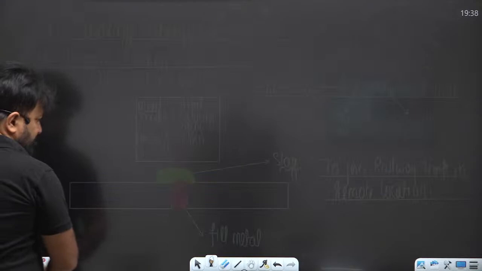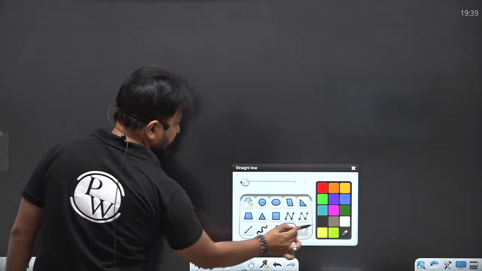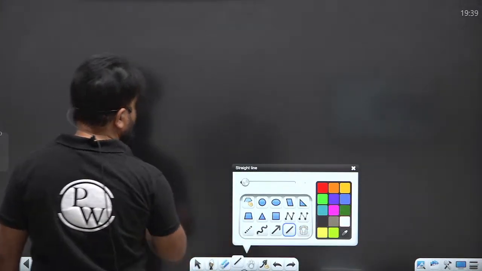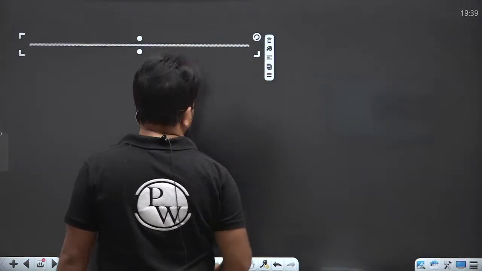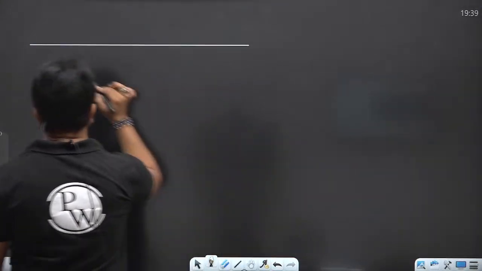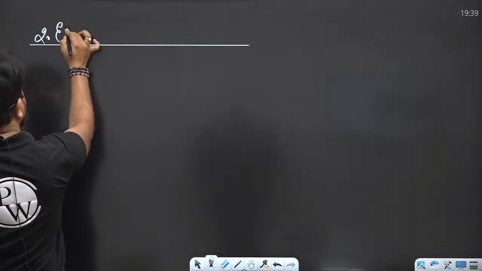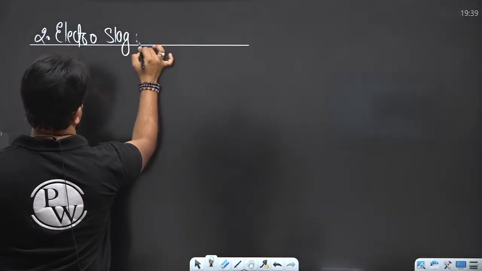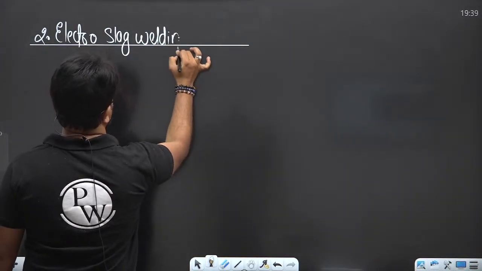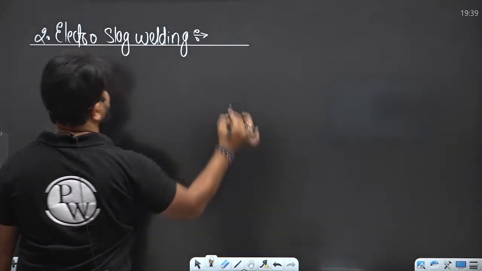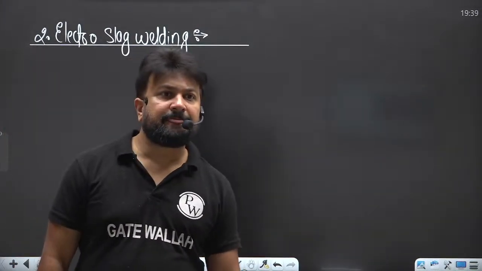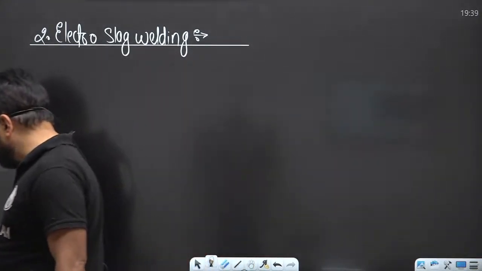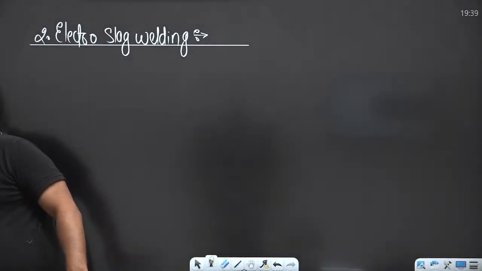Now the next welding which I am going to discuss is electroslag welding, right? Is that clear? Electroslag welding is generally used to join thick sections. Thick sections like what?